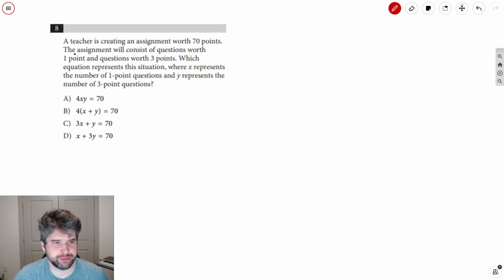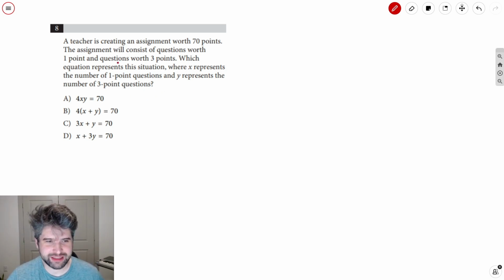All right, so question number 8 says, a teacher is creating an assignment worth 70 points. The assignment will consist of questions worth 1 point and questions worth 3 points. Which equation represents the situation, where x represents the number of 1-point questions and y represents the number of 3-point questions? So pause the video and see if you can figure this one out.